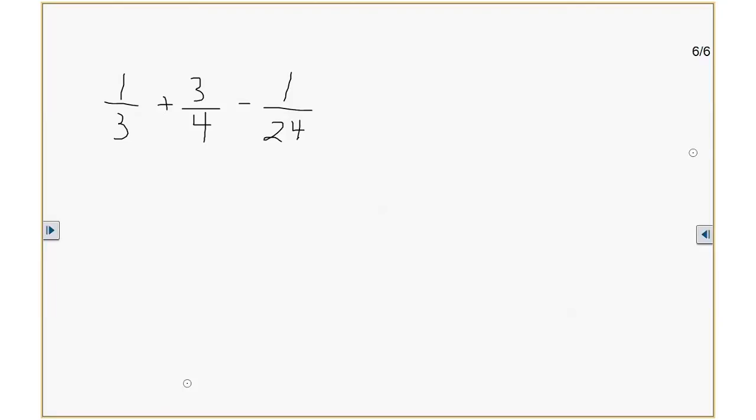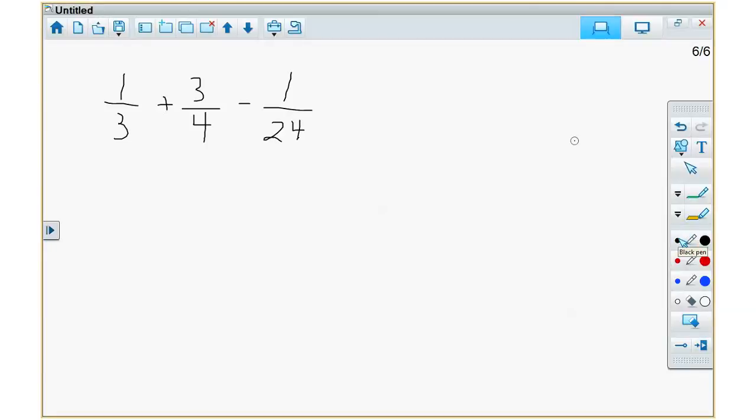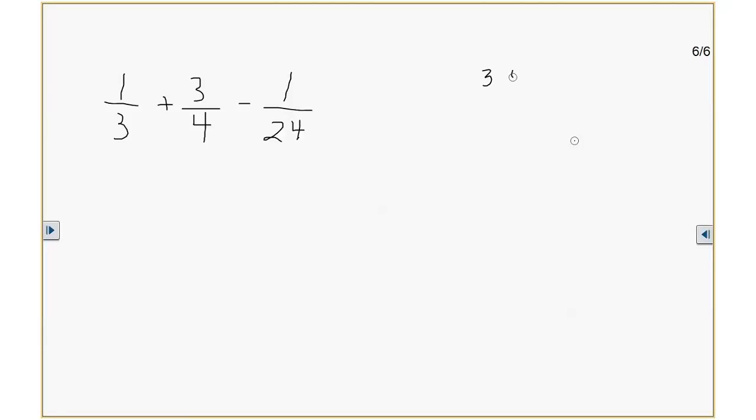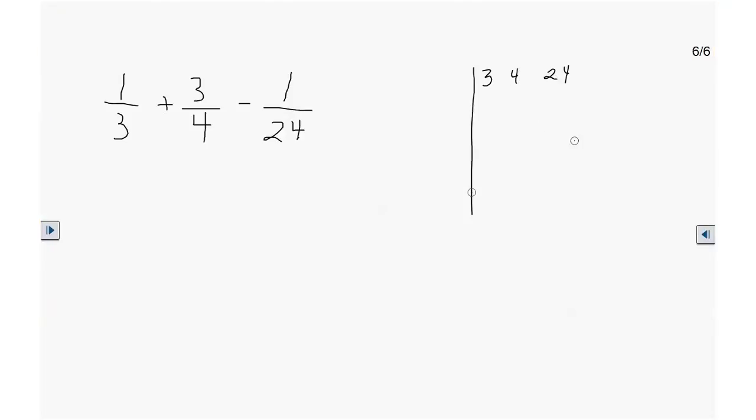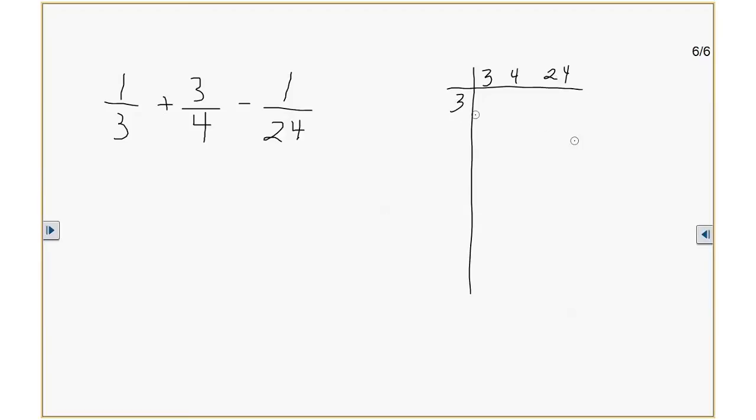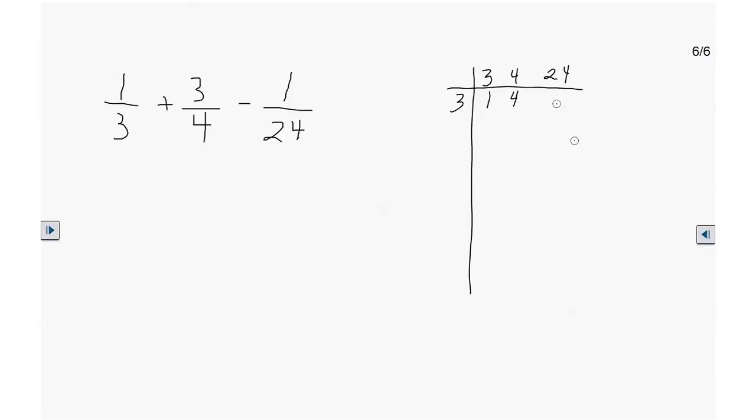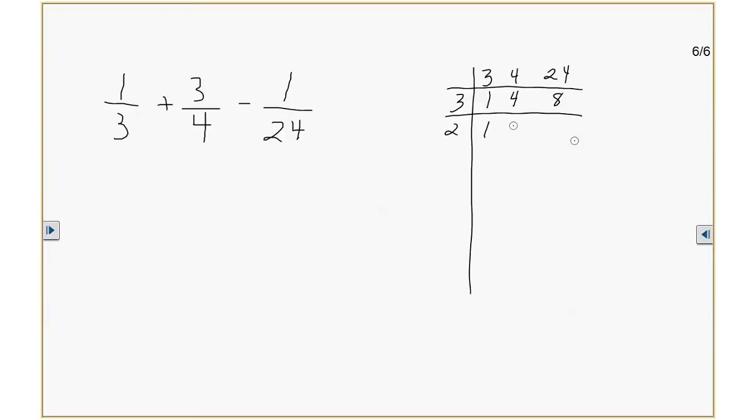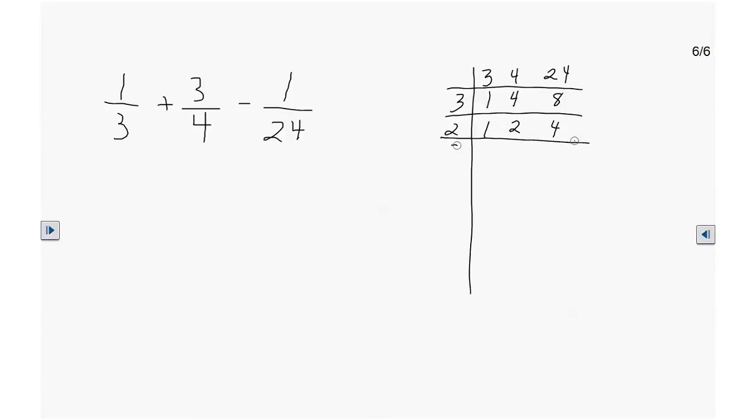So, again, you can say that the common denominator is 24 because you know that 3 times 4 is 12, and 12 goes into 24. Again, that's something else you can remember. Or you can just do 3, 4, 24. 3, 1, 4, what's this, 8, 2, 1, 2, 4, 2, 1, 1, 2, 2, 1, 1, 1. 8 times 3 is 24.